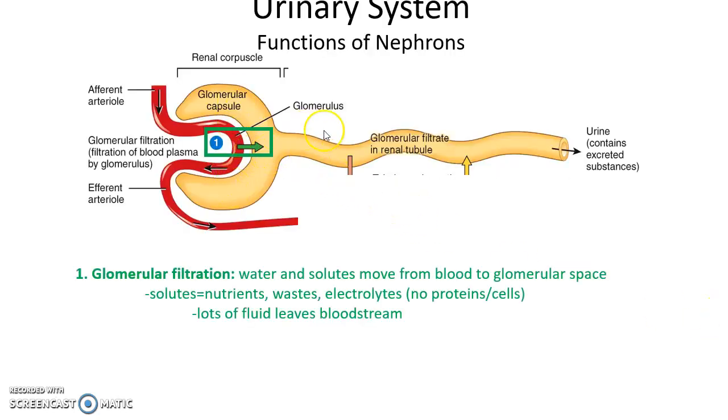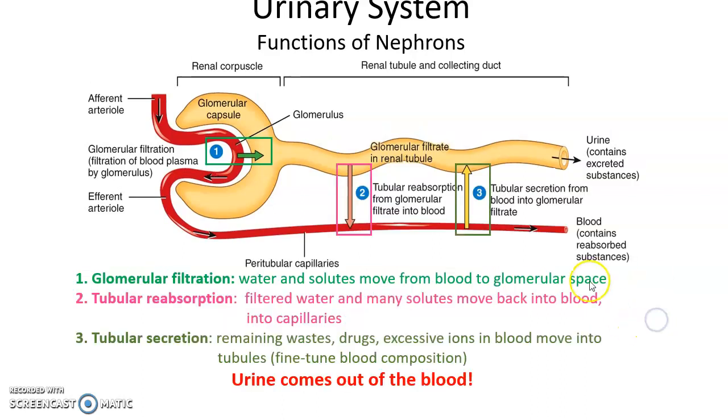So here is a nephron that's been stretched out. So renal corpuscle, glomerulus. As we know, the glomerulus and the glomerular capsule is where filtration occurs. So glomerular filtration, fluids, the water and solutes moving from the blood to the glomerular space. Solutes include nutrients, waste, electrolytes. Nothing protein size or bigger leaves, only things smaller than proteins. And that is a lot of fluid that is leaving the bloodstream during glomerular filtration.